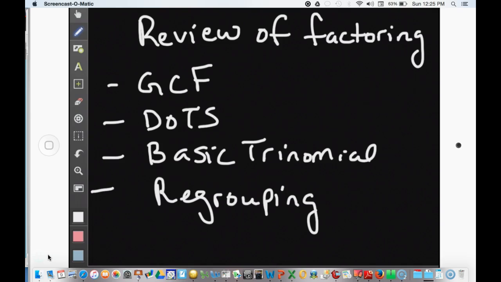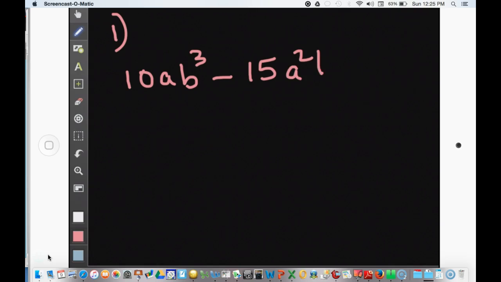Now, in terms of review of factoring, in the past you've learned GCF, or greatest common factor, difference of two perfect squares, what I call basic trinomial, which you'll recognize when you see it, and of course regrouping. With that said, we're going to go to our first example, which will be example 1. And it's to factor 10ab cubed minus 15a squared b squared. Again, turn off the video, try it, and then turn it back on to check.